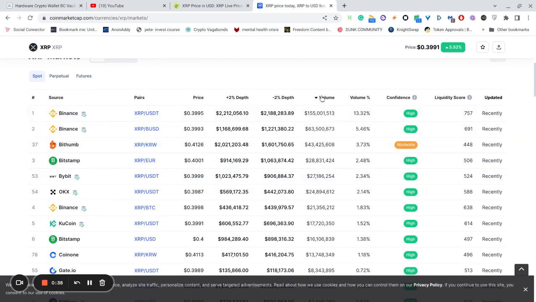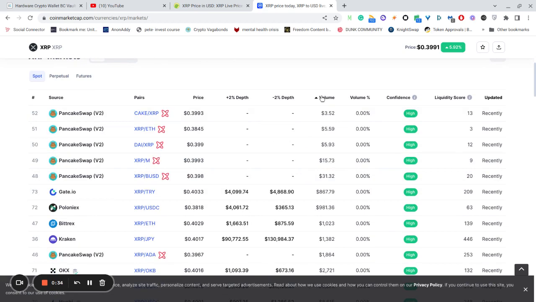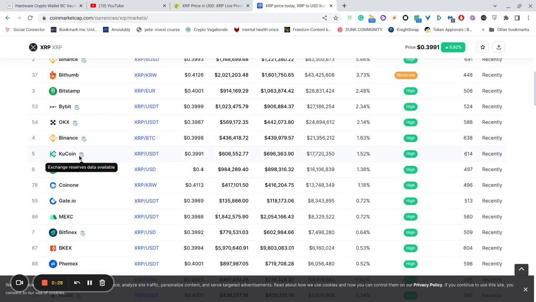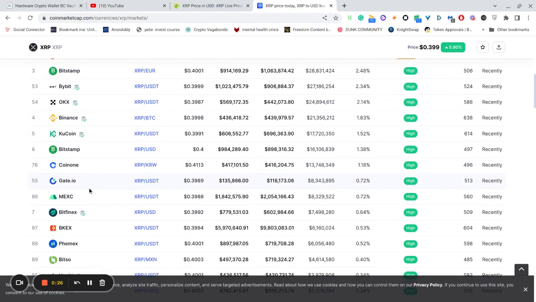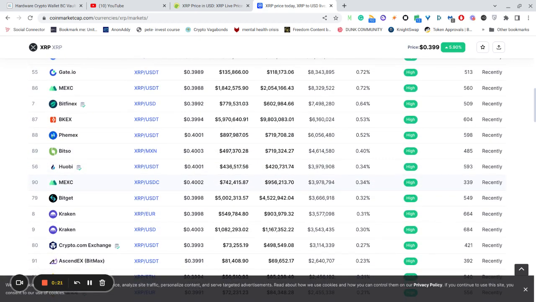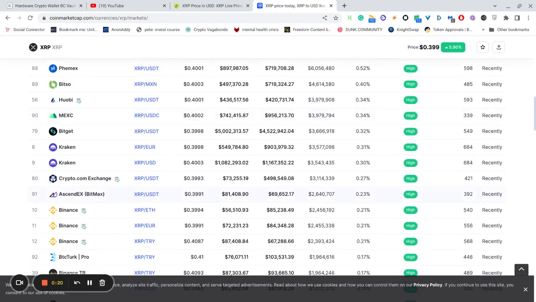Let's have a look at the volume instead of the percentages. So is that going to change it? Yeah, you don't want that. Yeah, there we go. So Binance, KuCoin, Gate.io. So all of these, Kraken again, Bybit. All of these exchanges are there on two websites: coingecko.com, coinmarketcap.com. Please like the video, share it, and subscribe, and have a good day.